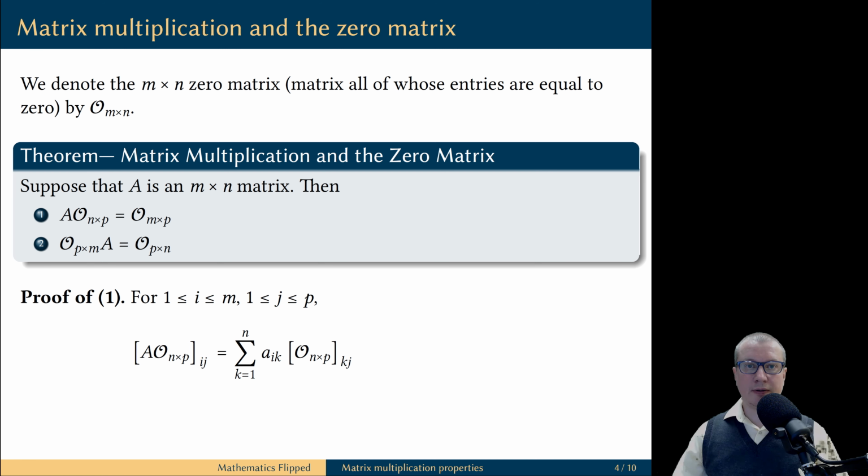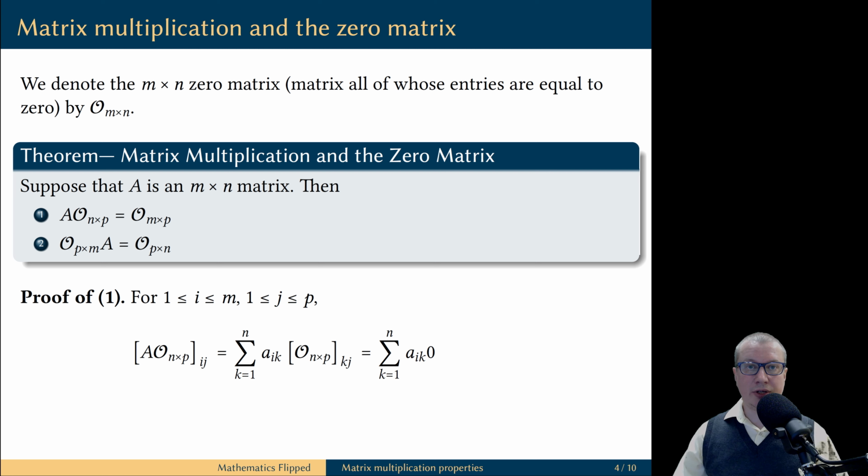To compute the value of the entry in position ij of the product matrix, we will use the entry by entry formula that we derived in the previous video. The entry in position ij of the product matrix can be computed by taking entries from row i of the first matrix, this is the matrix A, and entries in the column j of the second matrix, which is the zero matrix in this case, and then taking the dot product of the two lists of numbers.